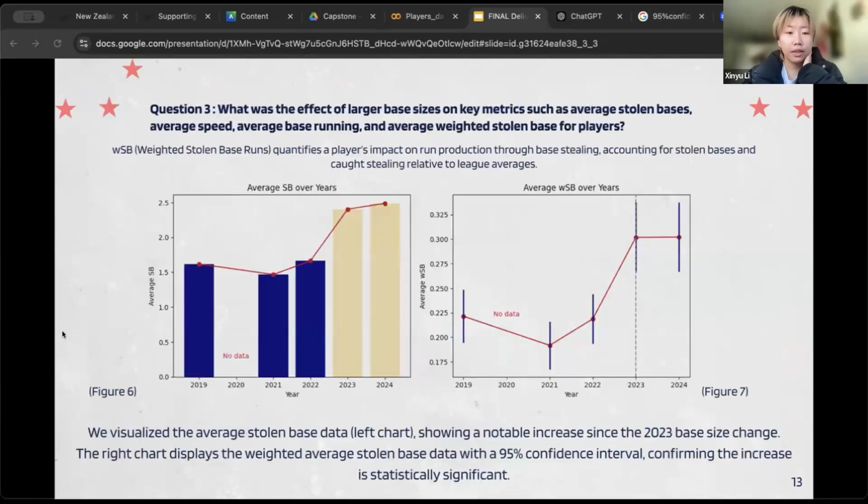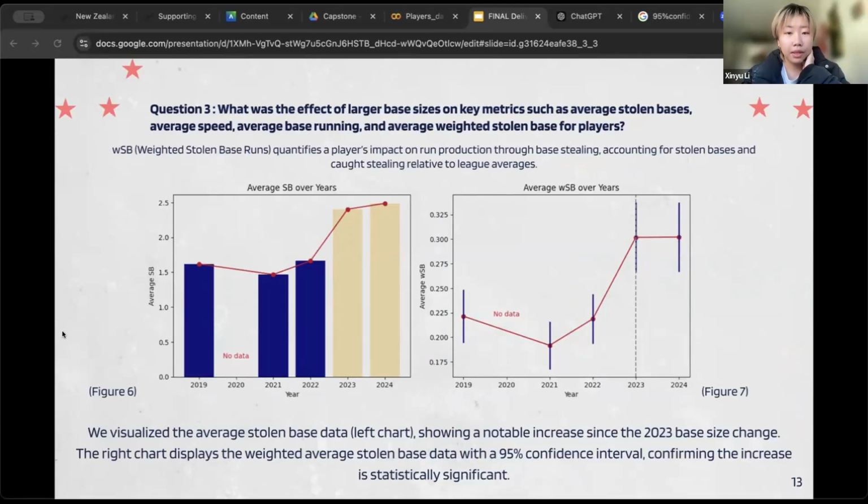And then we start to analyze the data from players' perspective. We took the average for their stolen base and the weighted stolen base data. And then we can see it here, right after the base size change, the speed increased largely from 2022 to 2023. On the right graph here for the weighted stolen base, the blue line represents the 95% confidence intervals, which reflects the reliability and precision of the estimate.